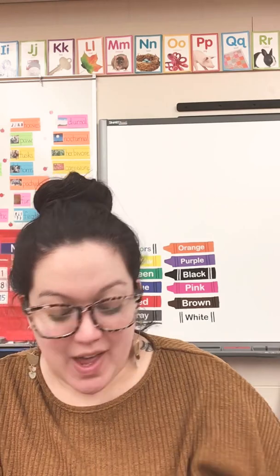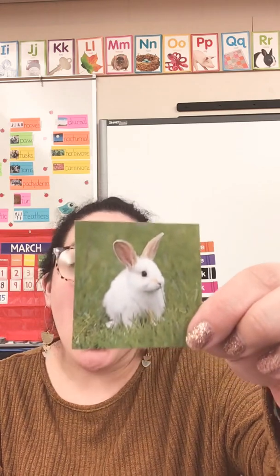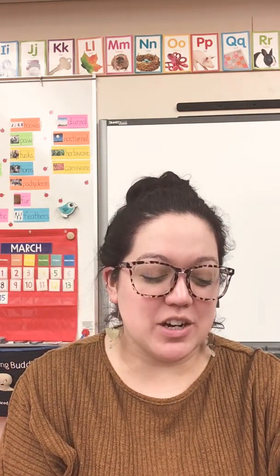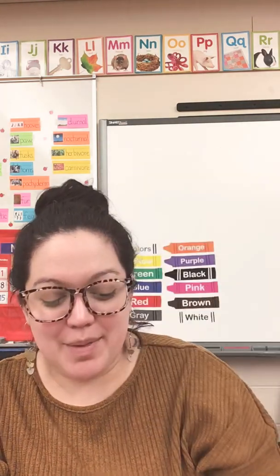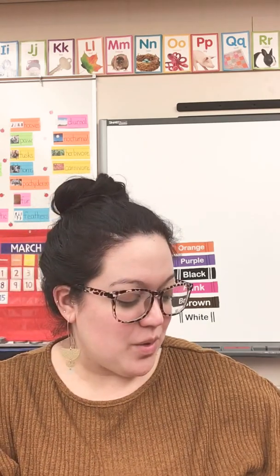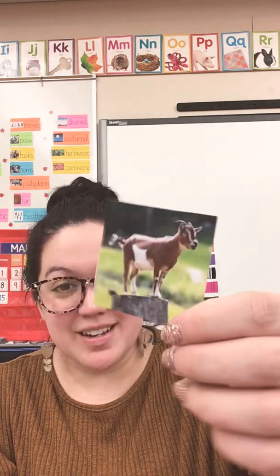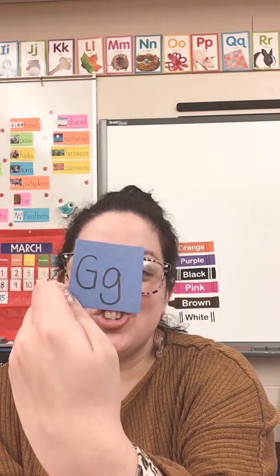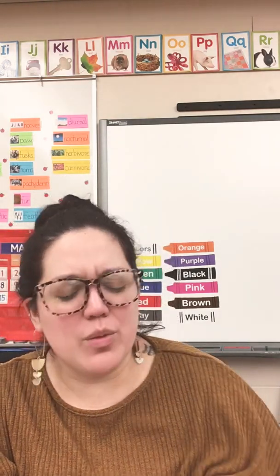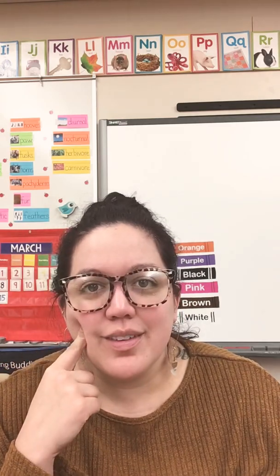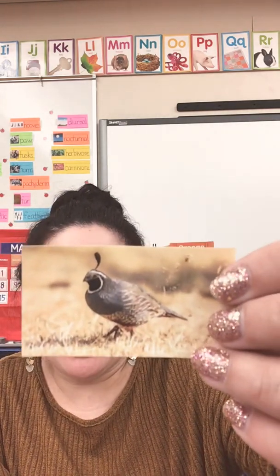llama. Okay, we only have a few left. What one was this one again? It was one of those ones I tried to trick you with. A rabbit. Rabbit starts with the letter R. Rabbit. Okay, what about this one? A goat. And goat starts with the letter G. Goat. Okay, another new one. And what were the baby goats called again? Kids. They were called kids, right? That was silly.